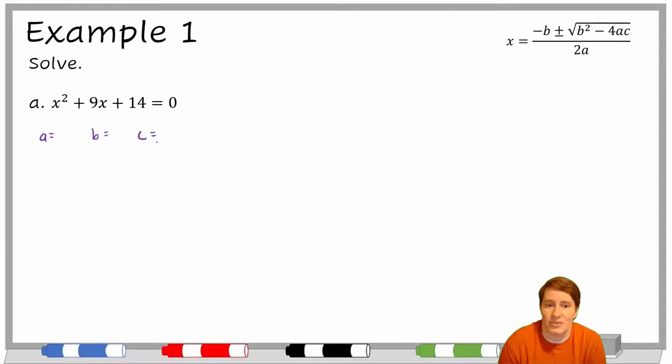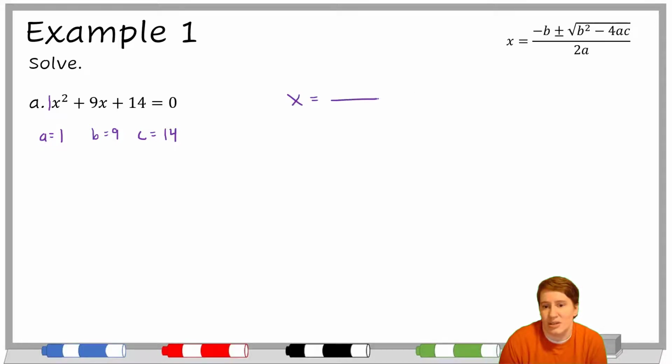If they didn't equal 0, that would be our first step, is to solve for 0. Now, x squared doesn't have a number in front, so we know that's really a 1. X has a 9 in front, and then this last number is 14. If any of these were negative, we would take the negative with it. It just so happens these are all positive. Now let's plug this in.